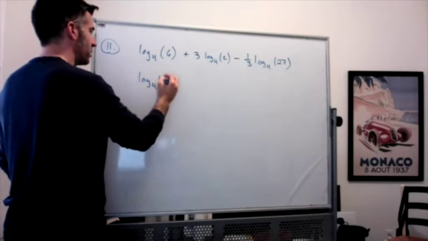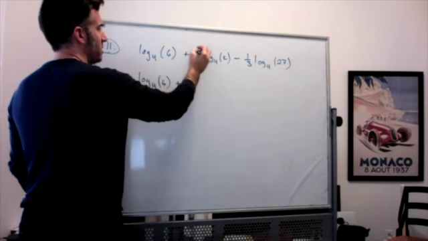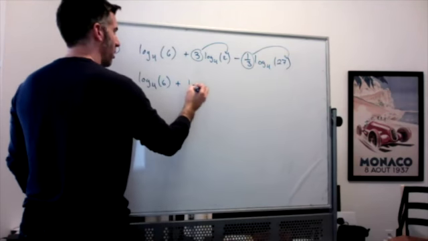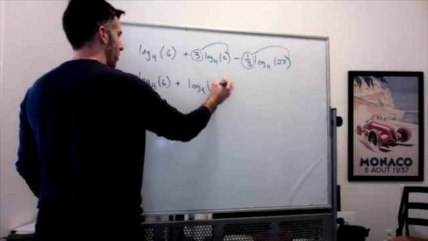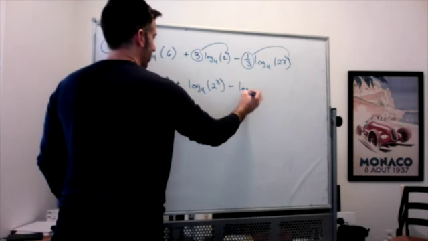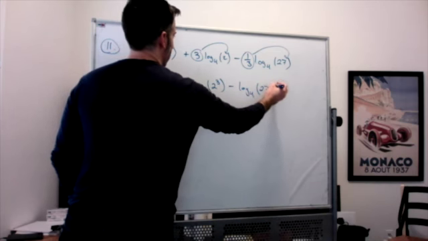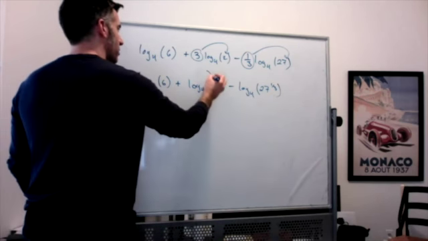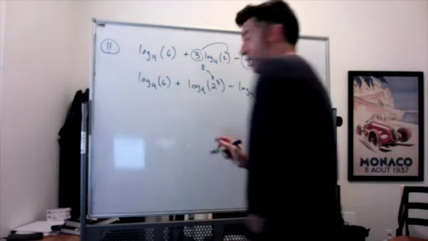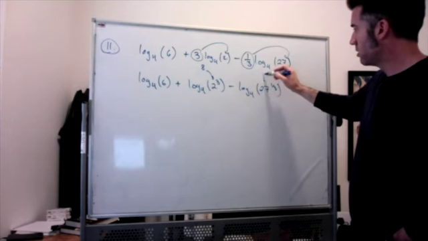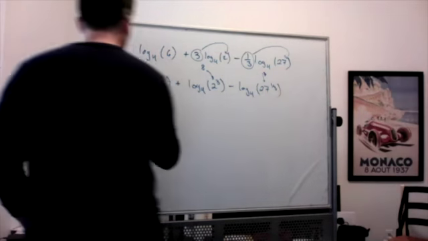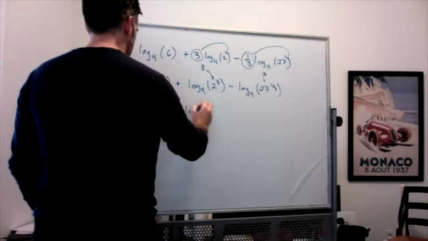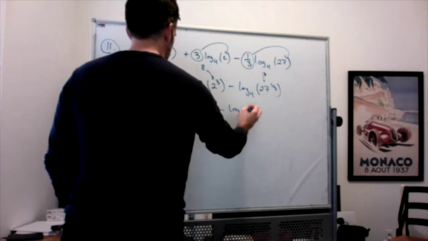So let's see. Log base 4 of 6 plus, I have to bring up these coefficients as powers. So I'm going to have log base 4 of 2 to the 3rd minus log base 4 of 27 to the 1/3. 2 to the 3rd is 8. 27 to the 1/3 power, the cube root of 27, is 3. So this is log base 4 of 6 plus log base 4 of 8 minus log base 4 of 3.